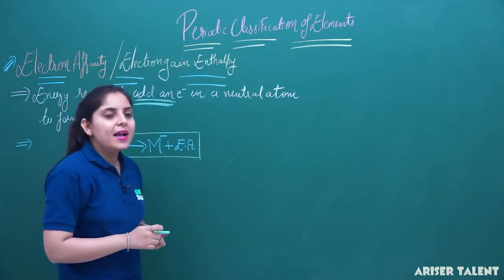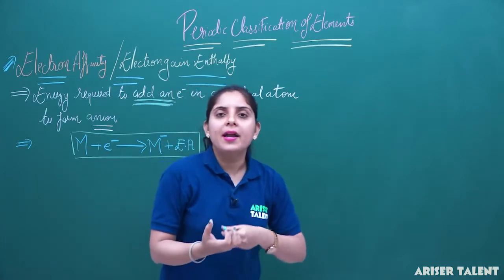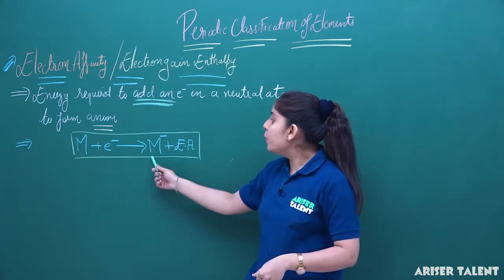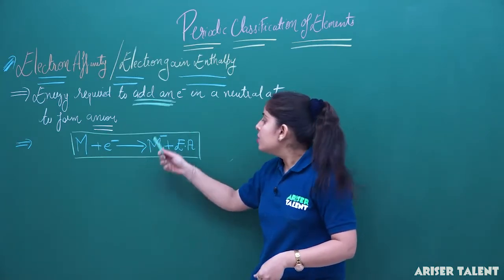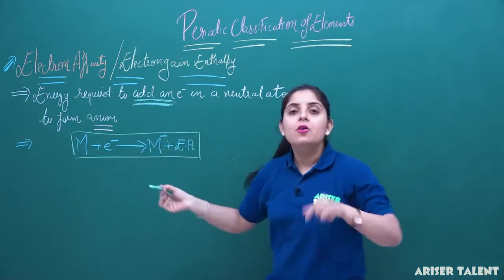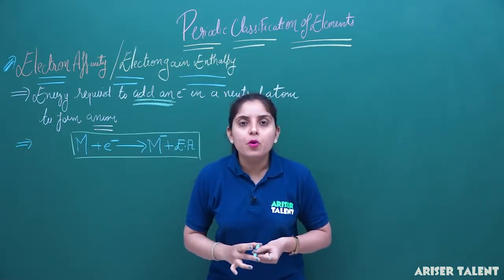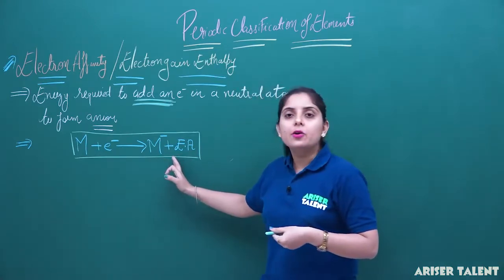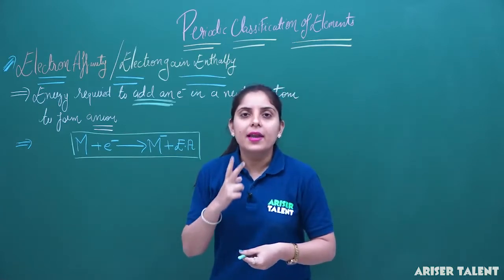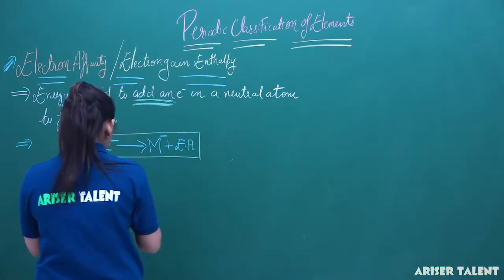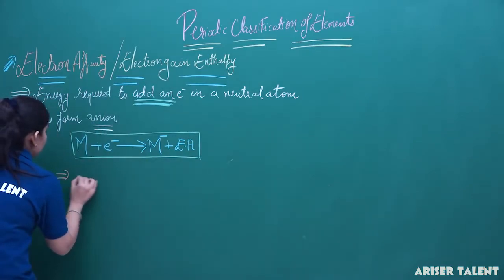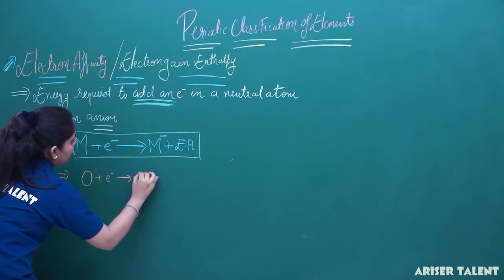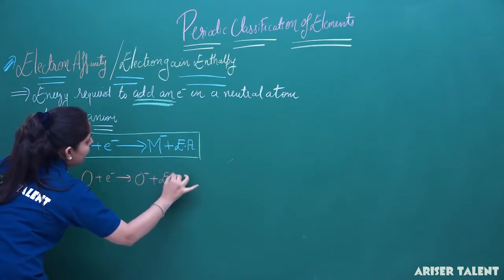Now you can see that if I am going to add one more electron, that electron will be added to such compounds. So in M negative, I am again adding one more electron. If I am adding one more electron here, these two processes will need a different kind of energy. So this will be electron gain enthalpy 1 and another will be electron gain enthalpy 2. Suppose I am writing here O plus electron gives O negative. This is our enthalpy number 1.